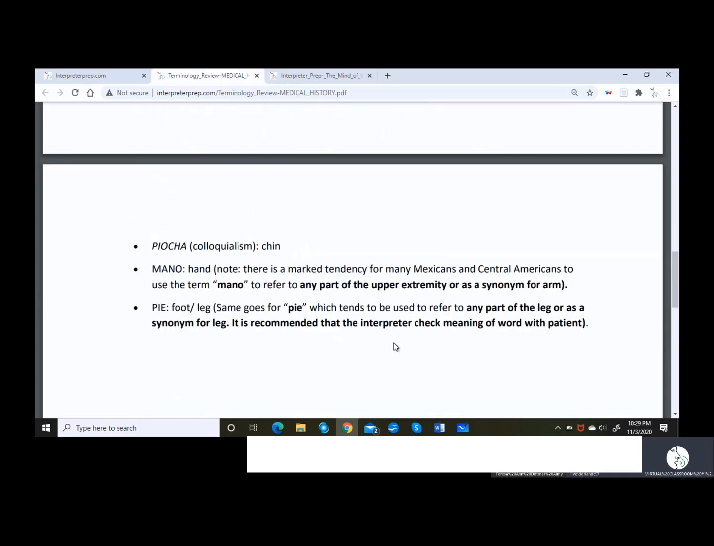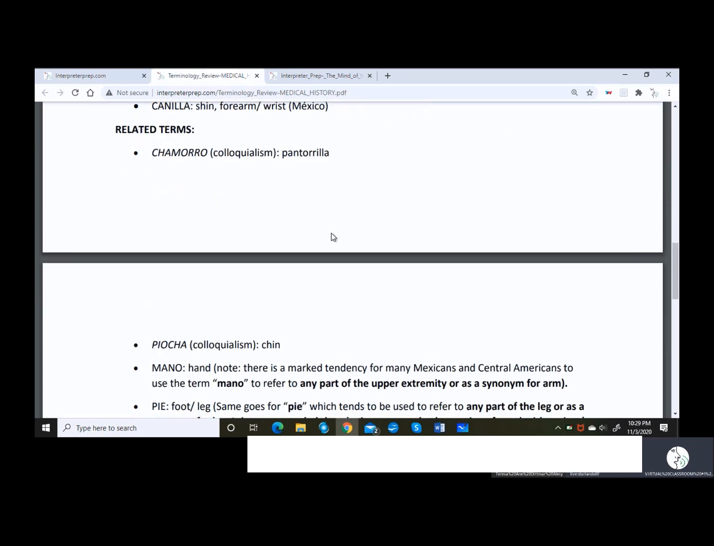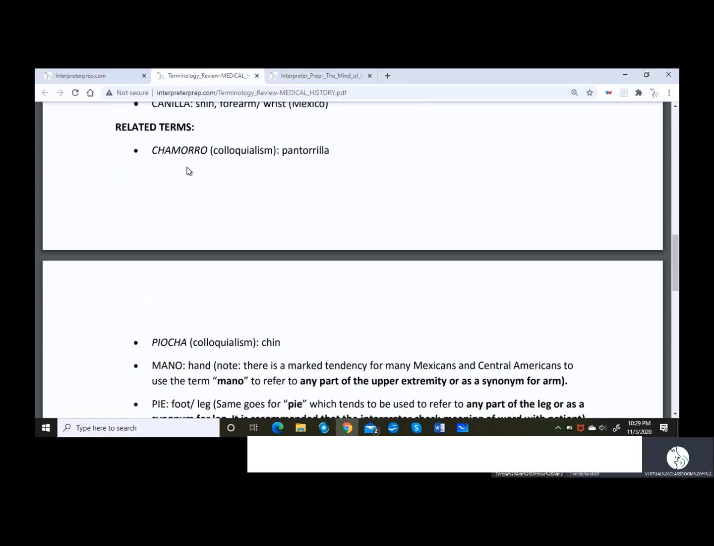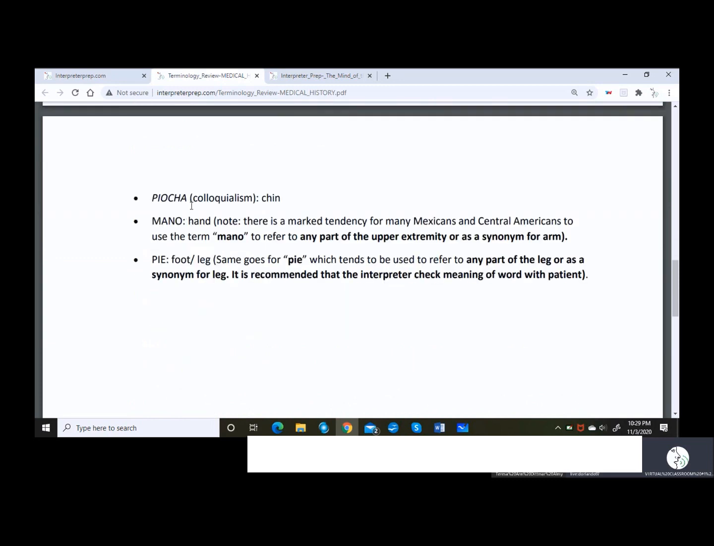A couple of related terms I just want to add here. El chamorro is a colloquial term for the calf, pantorrilla, in Spanish. El chamorro. I get people from Mexico using this word. Also, people from Mexico using piocha for chin. Okay. Wow. Piocha. I've never heard that before. They both sound like something to eat. I'm getting hungry.